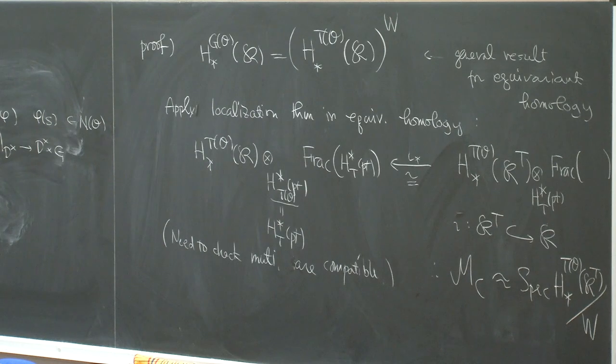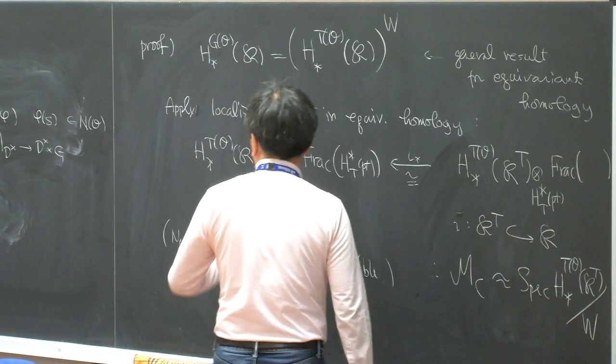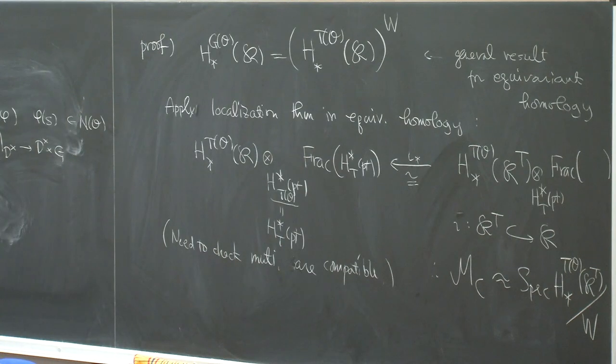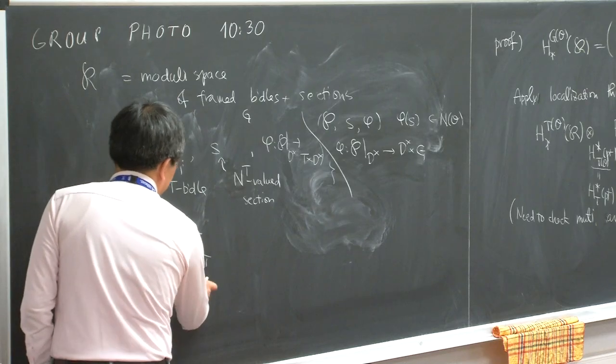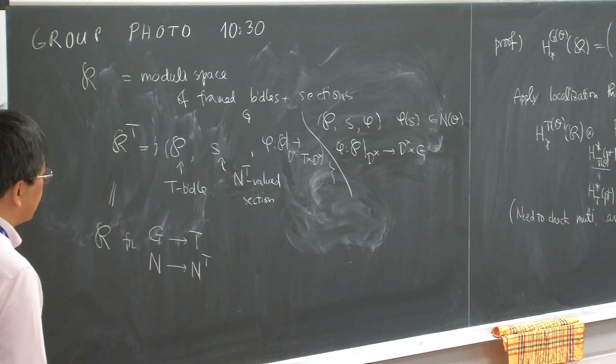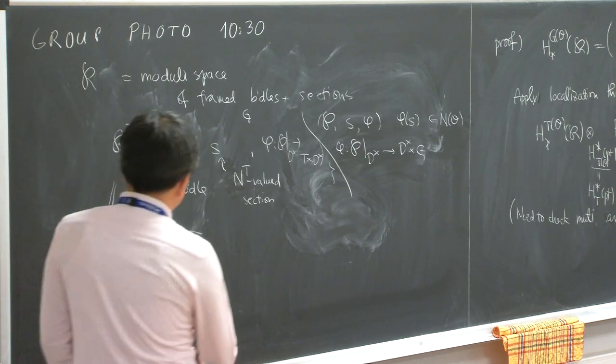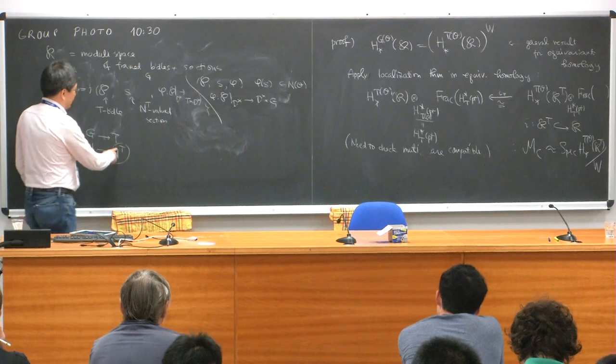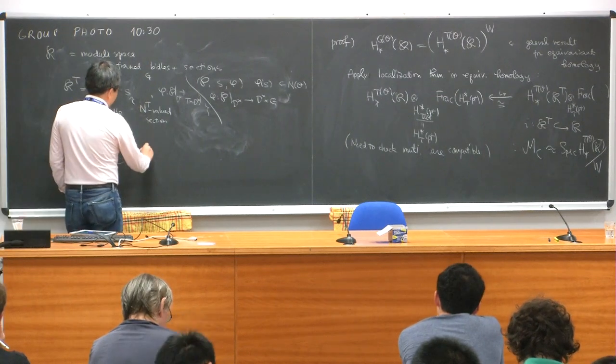So it means this R_T is nothing but R for G replaced by T, and representation N replaced by N^T. So in this case, the fixed point is nothing but a special case of our construction: the group is replaced by a torus, and the representation is replaced by the T-fixed point. But this N^T, because of the definition, is a trivial representation.